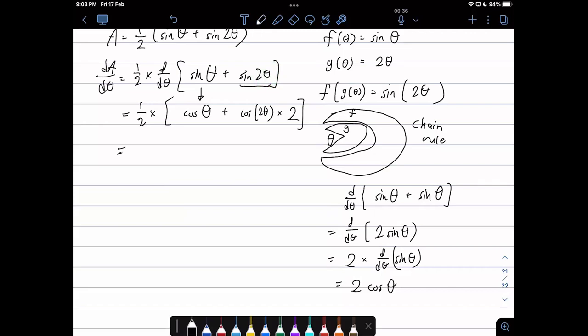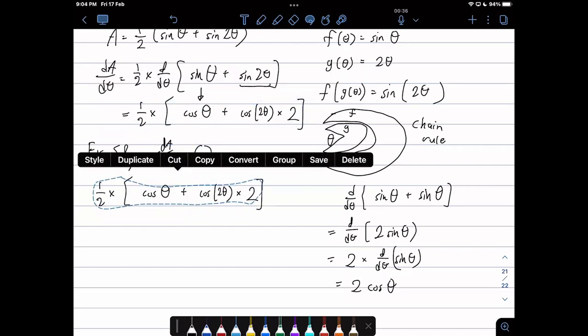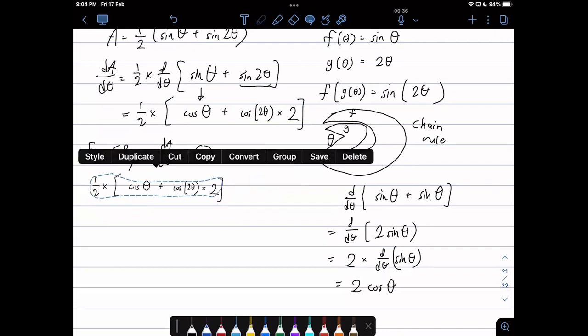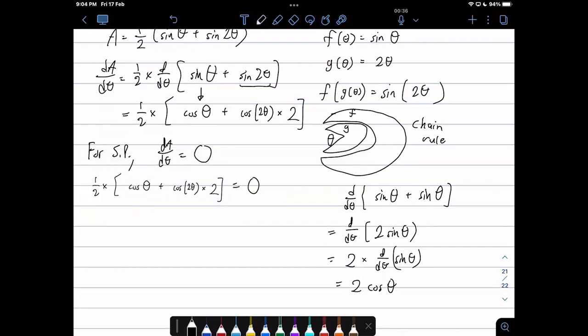Okay, good. So now that we have this, we can try to find the stationary points. For stationary points, dA by d theta is equal to 0. So half times whatever equals 0. You can essentially times 2 to both sides, then the half will cancel away. You're just left with cosine theta plus cosine 2 theta equals to 0.